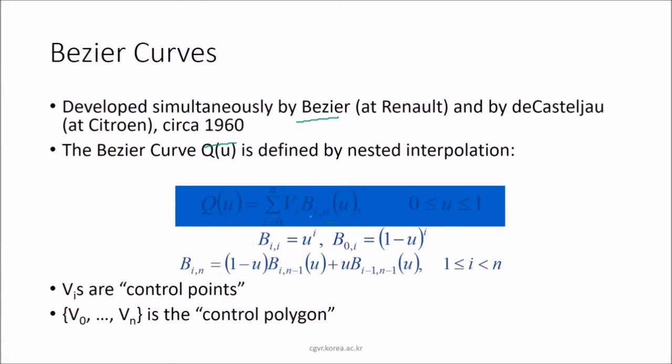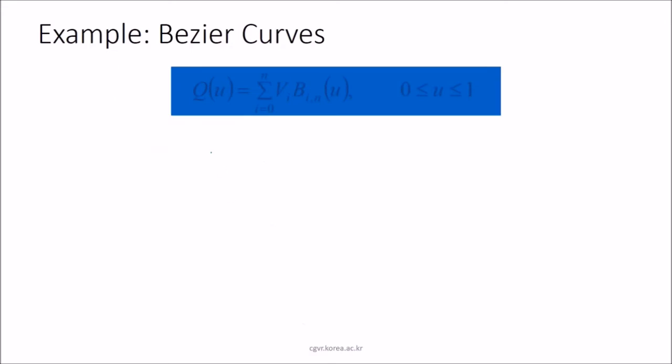And what is this B_i^n? It is given by B_i^i is equal to u to the power i, B_0^i is equal to 1 minus u to the power i. B_i^n is nothing but (1 minus u) B_i^(n-1)(u) plus u B_(i-1)^(n-1)(u), where i varies from 1 to n. This is the representation of the Bezier curve Q(u). These V_i are the control points, and V0 to Vn is the control polygon. So we have a control polygon and control points in Bezier curves.